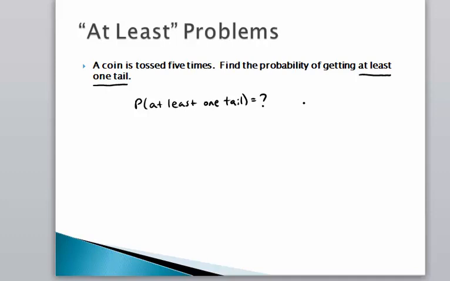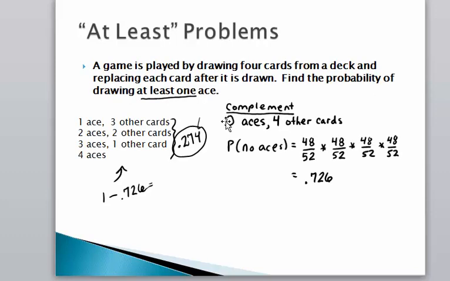Now, I could go through the various options for what at least 1 tail means in terms of tossing a coin 5 times. However, I'm going to go ahead and shortcut this, and jump ahead and write down the complement. Remember that your complement, and I'm going to flip back to the previous example, our complement had 0 of the thing that we were looking for. So at least 1 meant 1, 2, 3, or 4, but the complement was 0.